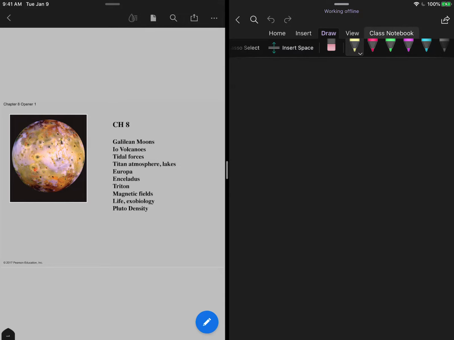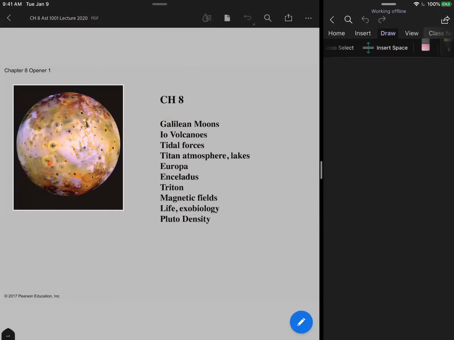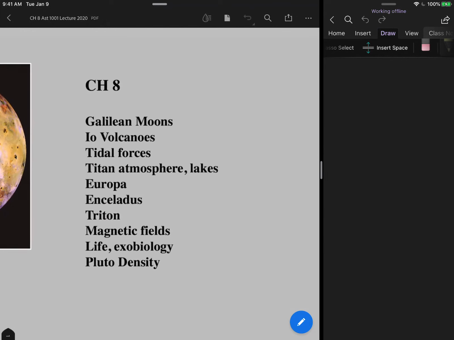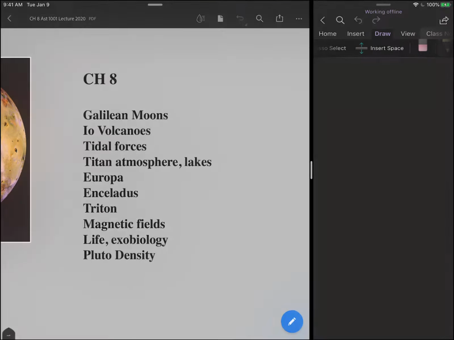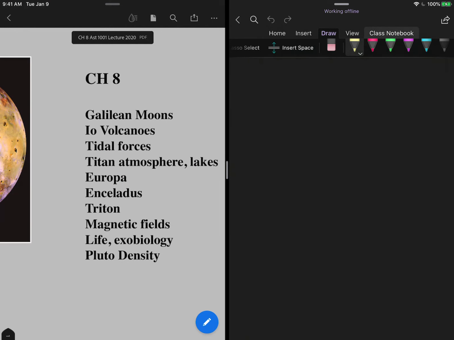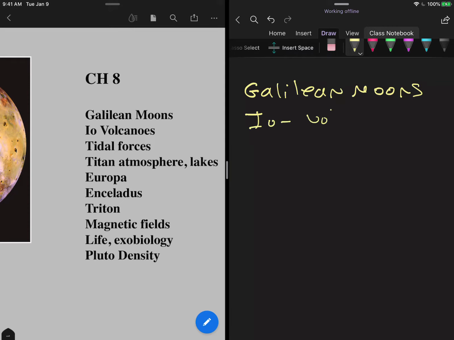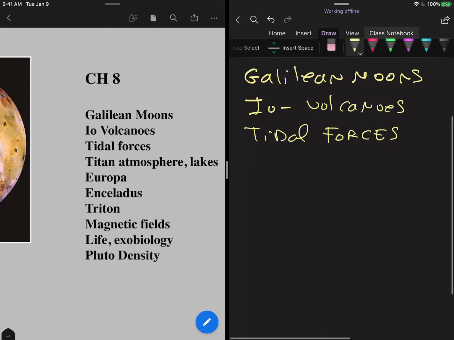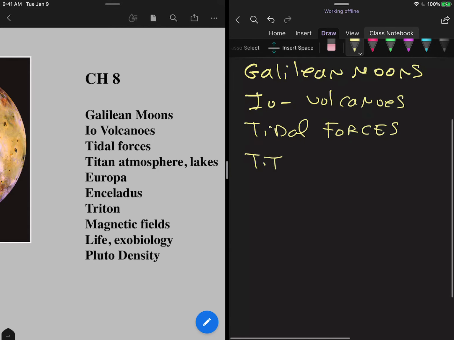Hi everybody, here we'll be looking at a very interesting chapter, which are these other worlds here, the moons of the Jovian planets. So we'll be starting with the Galilean moons, which are Jupiter's moons. We'll be looking at Io and its volcanoes. We'll be looking at tidal forces. We'll be looking at Titan and its atmosphere.